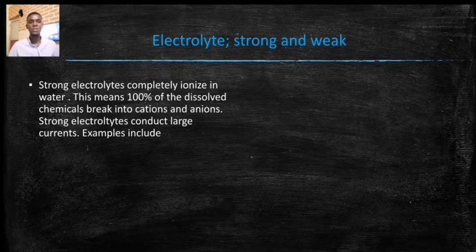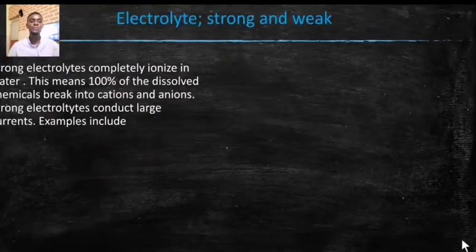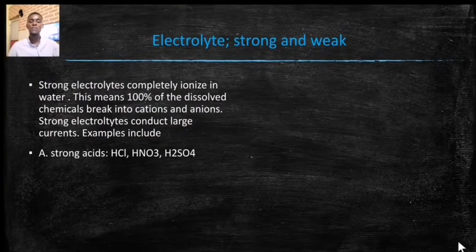So what are strong electrolytes then? Strong electrolytes are substances that are usually completely ionized in water. This means that about 100%, well, let's not be so confident about 100%, of the dissolved chemicals break into cations and anions. Strong electrolytes conduct current. Examples include strong acids: HCl, HNO3, H2SO4. They are all strong acids, but they are not ionic. They are covalent compounds, but they have the tendency of dissociating.